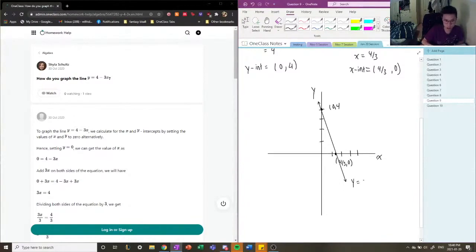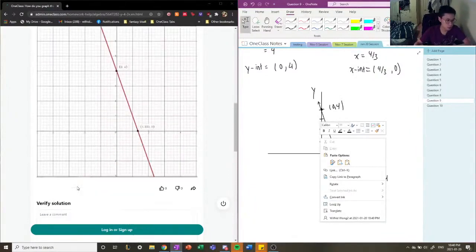And if you want to double check, you know your line has a negative slope, so it should slope downward toward the right. And you know the y-intercept is (0, 4), which is right there, so this is the correct line. Okay, so this solution is correct.